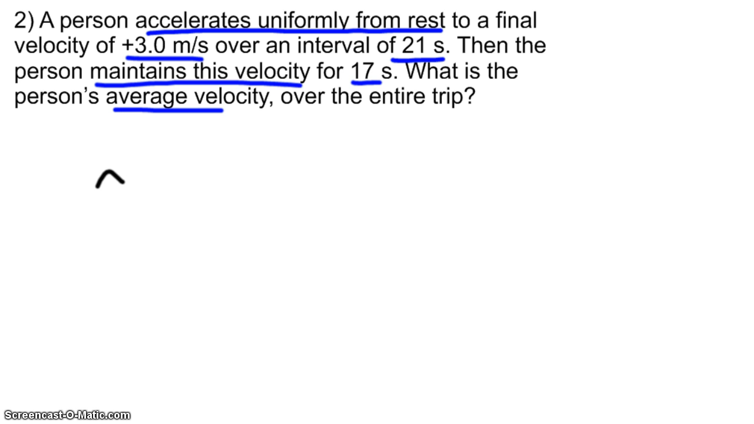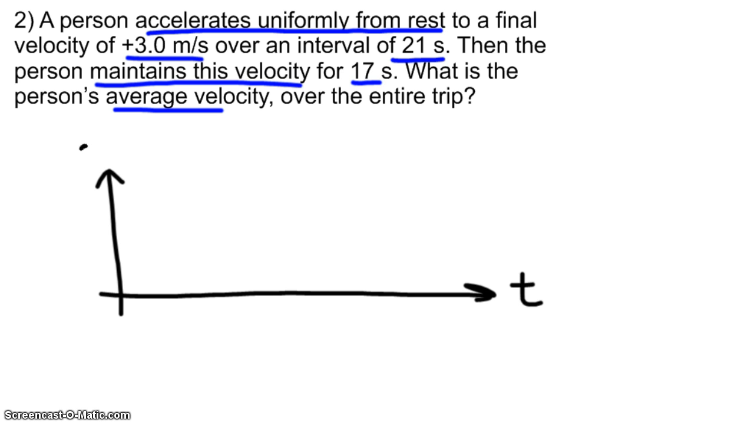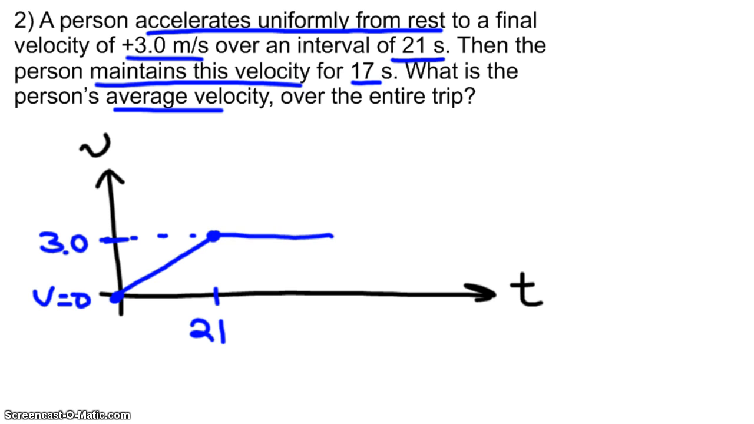First, we see there are two distinct segments. If it helps to visualize, go ahead and make a VT graph. The person's velocity increases steadily, constantly, from rest. So it starts at zero velocity and ends at a velocity of 3.0. And once reaching that velocity, how much time has passed? 21 seconds. After that, the person moves with a constant velocity of 3. That's the velocity for this whole period. How long does that last? For 17 seconds more. So the total time that's passed is 38 seconds.